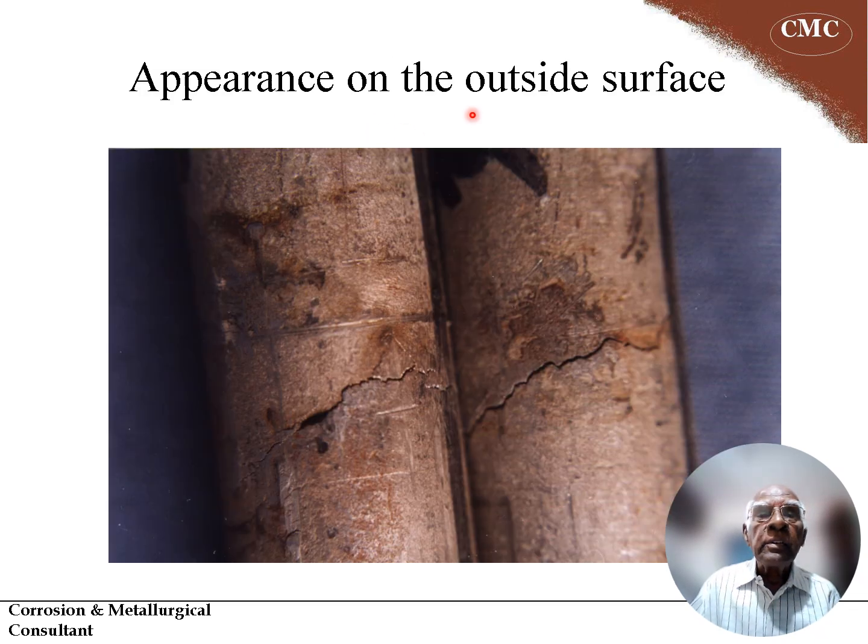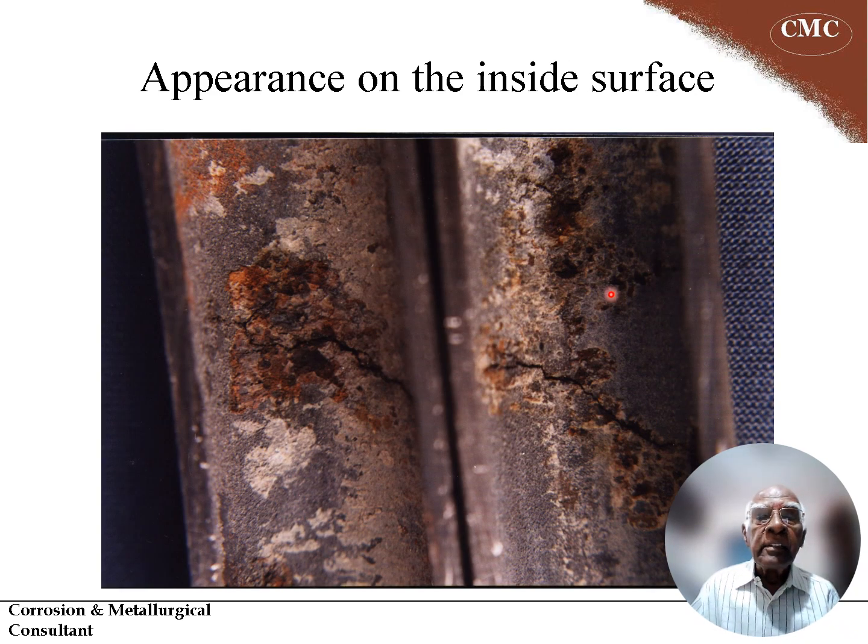So this is the appearance on the outside surface of the leaked tubes. You can see a crack-like defect here on two adjacent tubes, and you'll see more of this in the next slide. And this is the inside surface of the same position as seen in the previous slide. You can see a lot of corrosion taking place and also the point of leakage as though it is a crack. It is really not a crack. The corrosion thins down the wall and then the thinning leads to a crack.